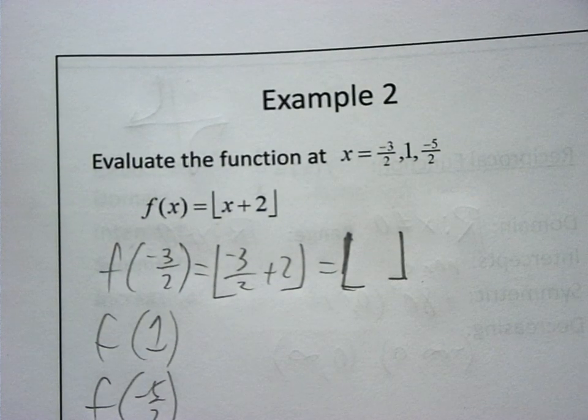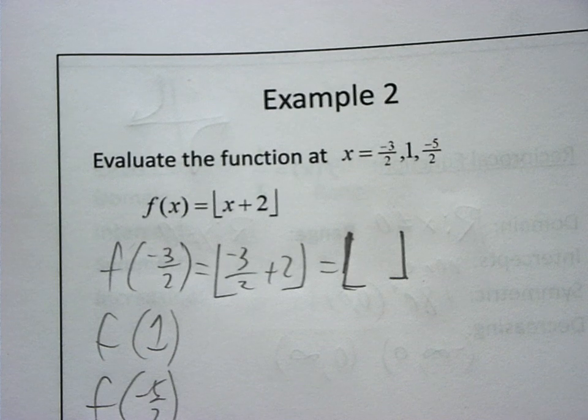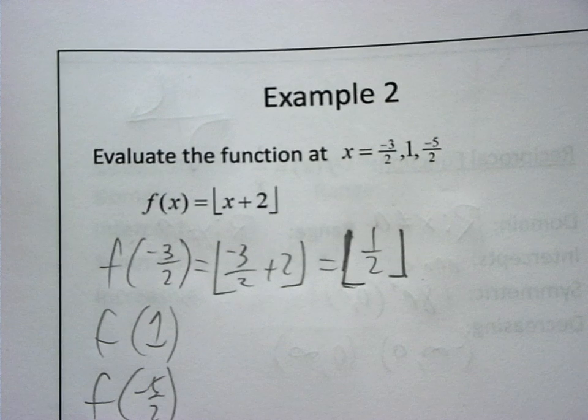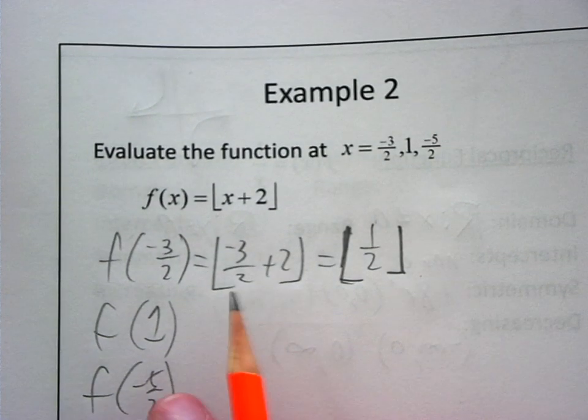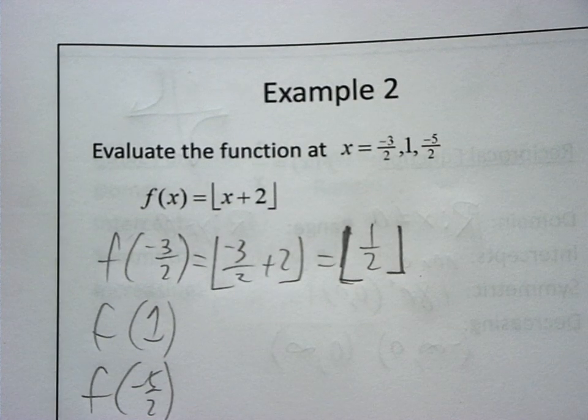In other words, just what's negative 3 halves plus 2? Negative 1.5 plus 2 is? One half. Just a half. Okay. Now, greatest integer function. The idea is it's the greatest integer you've gotten to as you went from left to right before you reach that number. So what would it round to? 0.